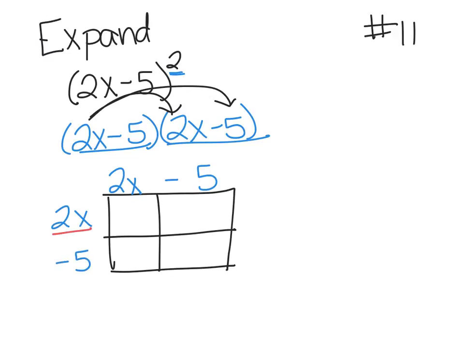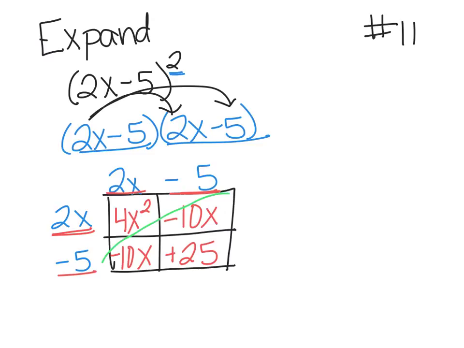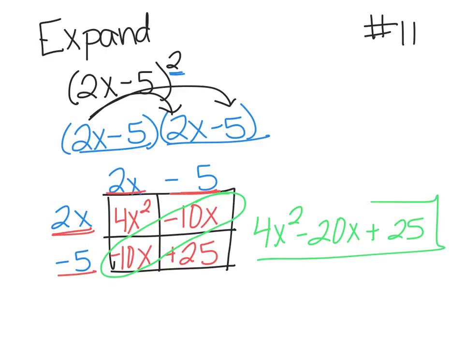Now I'm going to take 2x, multiply it by 2x. 2 times 2 is 4, and I have a total of 2 x's. 2 times -5 is -10 with an x. 2 times -5 is -10 with an x. And -5 times -5 is a positive 25. The reason why I like the box method, more often than not, my like terms are diagonal. So I have 4x squared minus 20x plus 25 as my final answer.